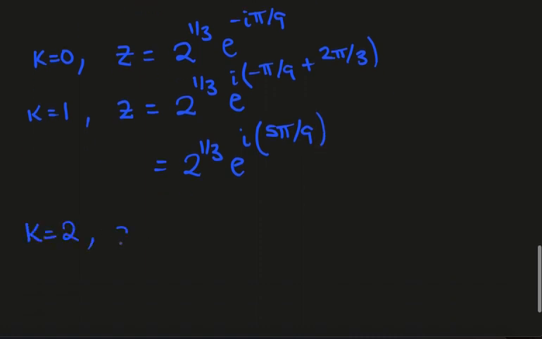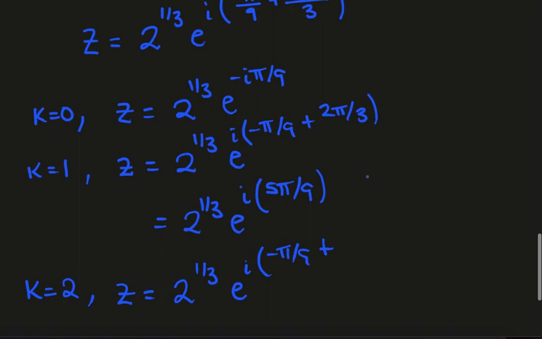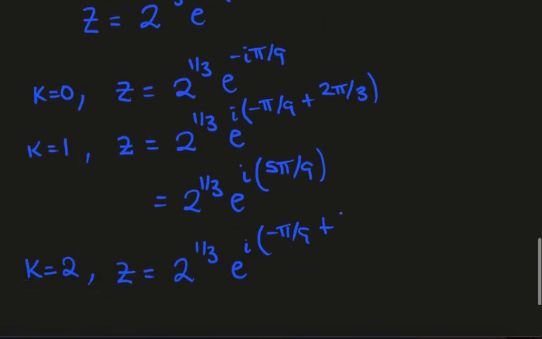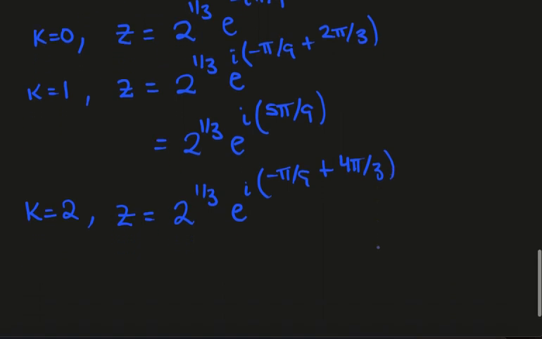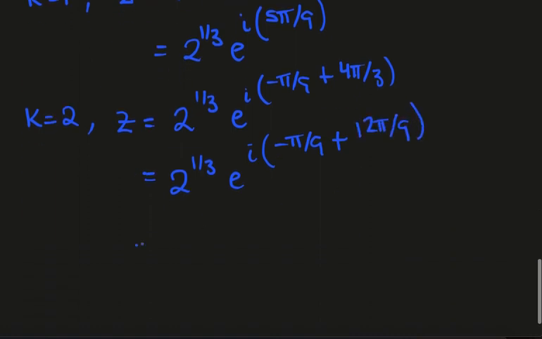And in the final case, we get k equals 2. So z is 2 to the 1/3 e to the i, minus pi on 9 plus, if I put 2 in here, I get 4 pi on 3. And this is the same as 2 to the 1/3 e to the i, minus pi on 9 plus 12 pi on 9. So the final answer will be 11 pi on 9. And that's it.